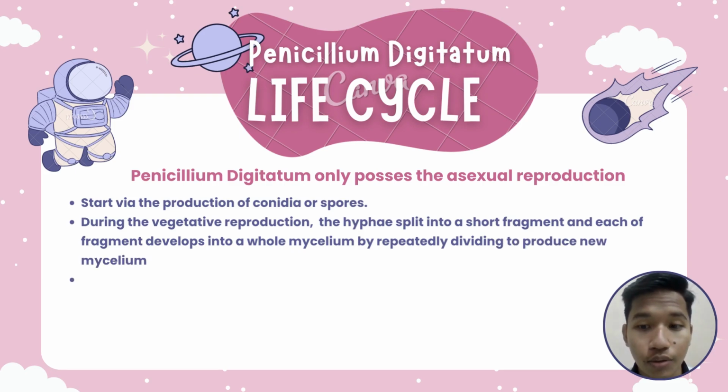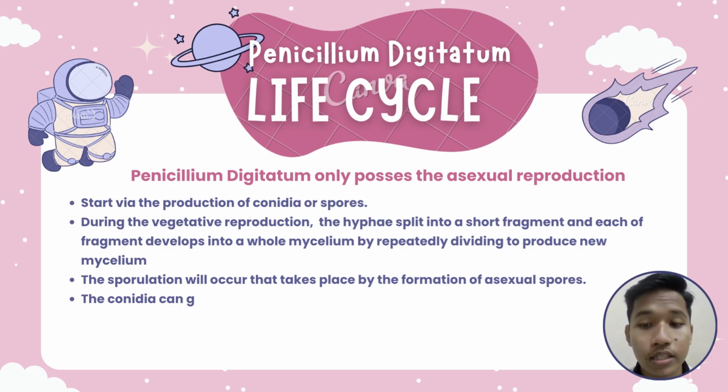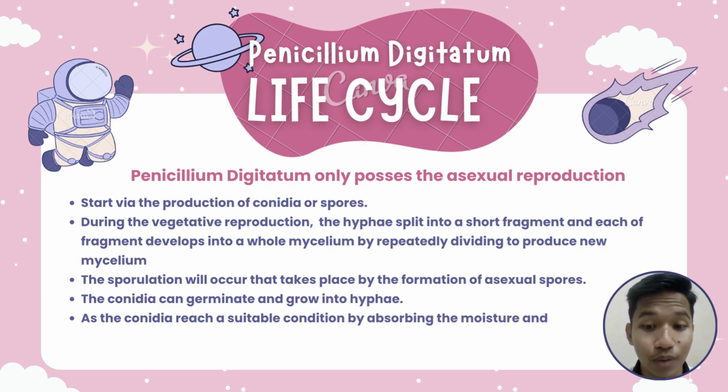Then sporulation will take place by the formation of asexual spores, which are conidia that are produced from long, erect, and unique septate hyphae called the conidiophore. The conidia can germinate and grow into hyphae, which can then grow and branch out into mycelium. And the last one, as the conidia reach suitable conditions by absorbing moisture and swelling, germination will take place with the elongation of the germ tube that is divided by septa to form a branched vegetative mycelium.